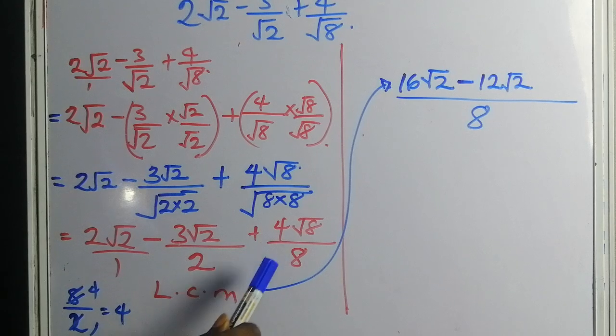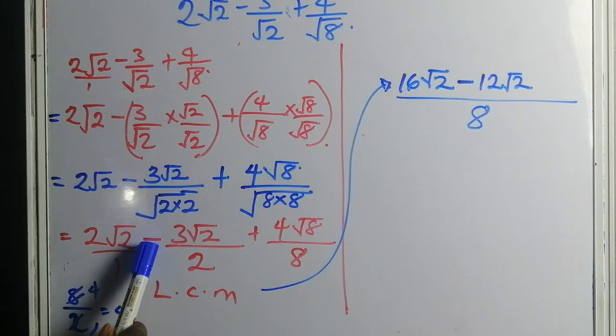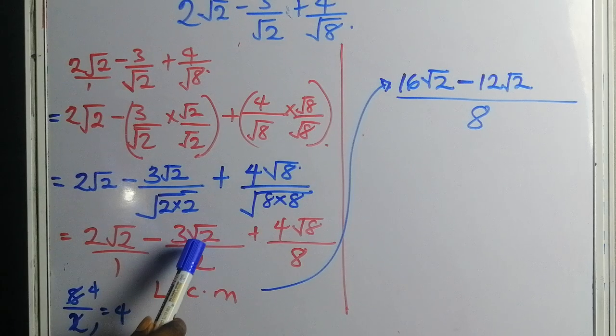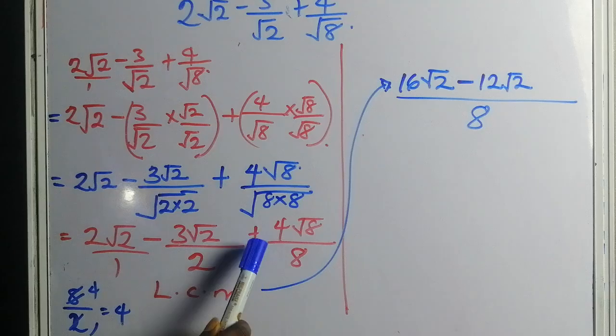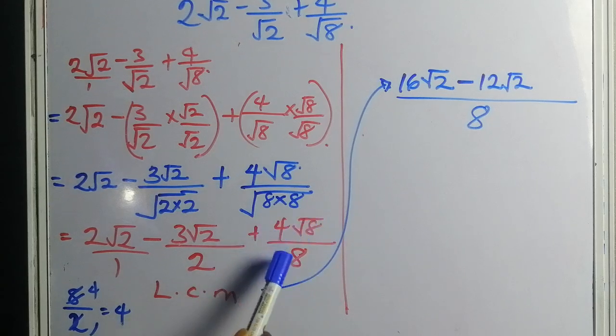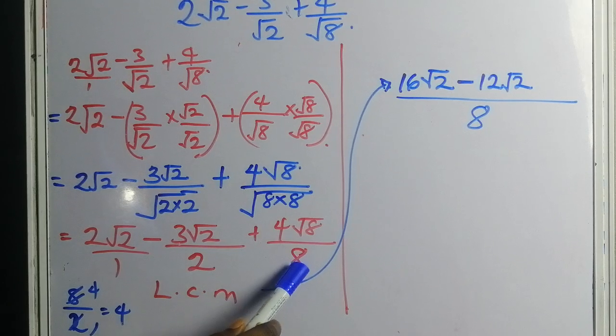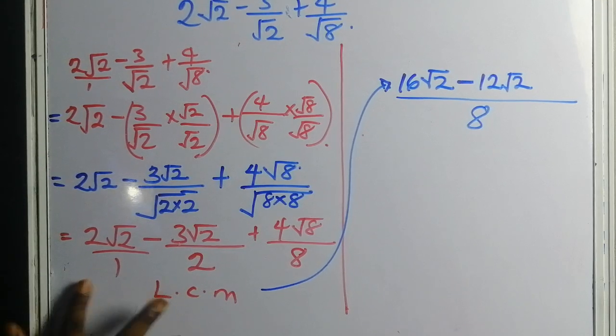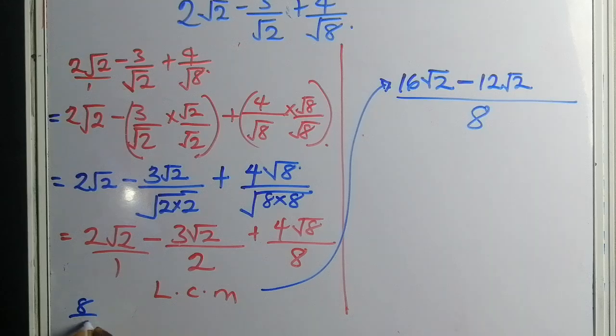The same thing applies for the last one. And I've told you, anything on the right hand side is the owner of the sign. This minus here, 3 root 2 over 2 is the owner of this sign. This plus here, 4 root 8 over 8 is the owner of the sign. So it's as simple as that. So what do you need to do? The last one, 8 in 8. 8 in 8 means 8 divided by 8. This value, 8 divided by this 8, so you have 1.